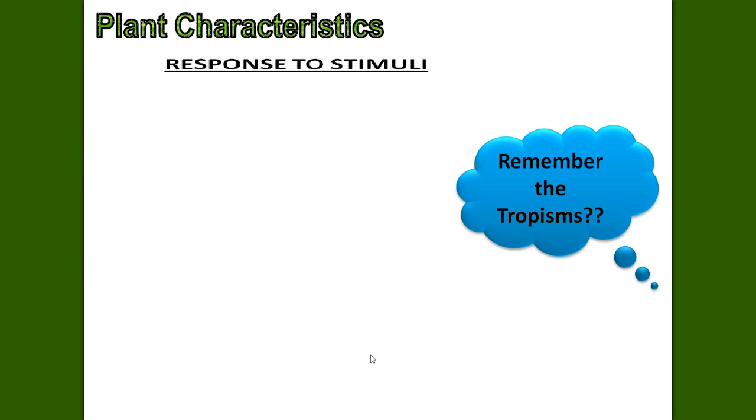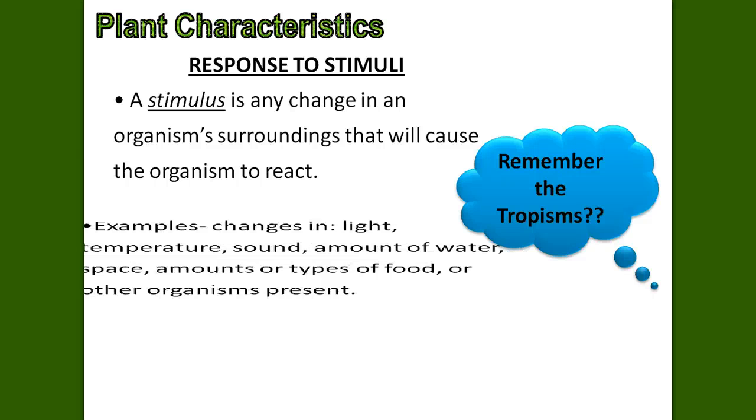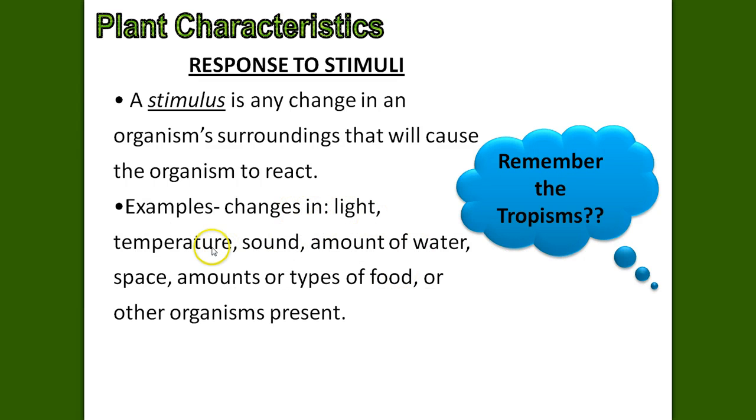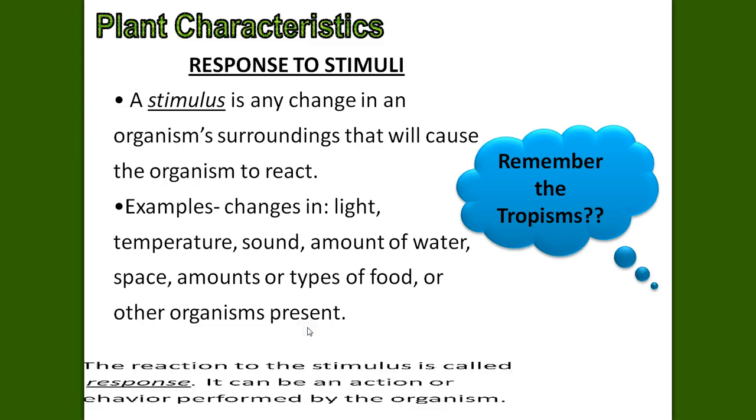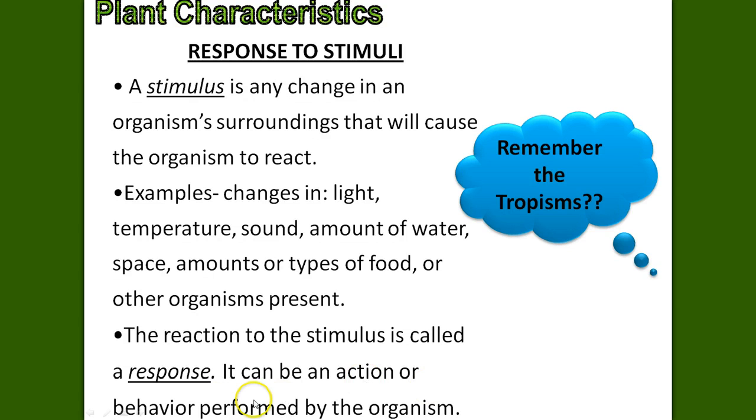Remember the tropisms? Response to stimuli. All plants respond to stimuli. A stimulus is any change in the organism's surroundings that would cause the organism to react. Examples are changes in light, temperature, sound, amount of water, space, amount or types of food, or other organisms being present. The reaction to the stimulus is called a response. It could be an action or a behavior performed by the organism.